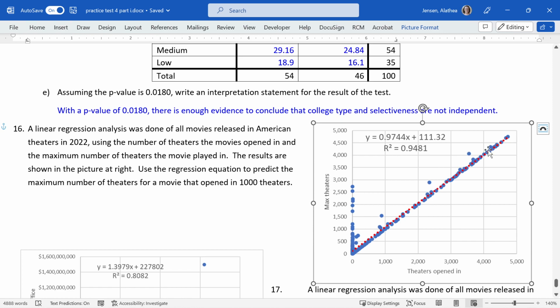0.9481 R-squared value is about as high as you'll ever find in any real-world data set. So I think what's going on is that a lot of movies never went to more theaters than what they opened in, so the two numbers are the same, which means they lie right along this diagonal line here. And then in some cases, well, nobody went below it, right? Because you can't have your max theaters be less than what you opened in. So that explains a lot of what's going on in this graph. Anyway, I digress. So the results are shown in the picture at right.